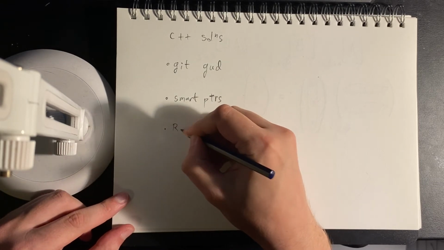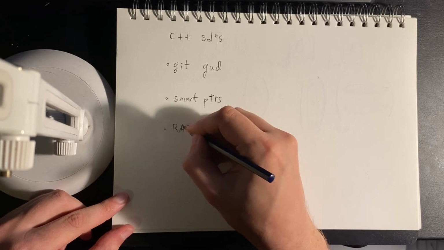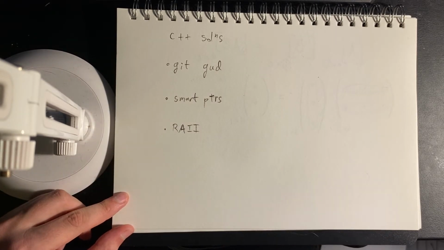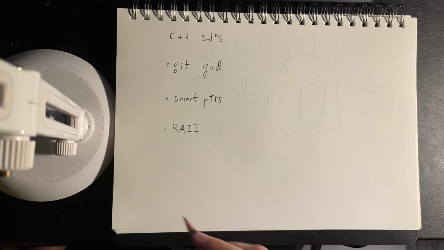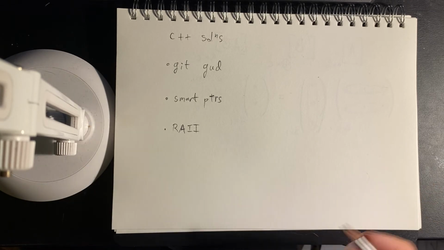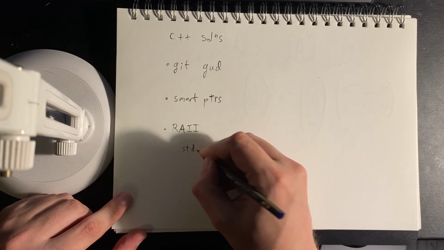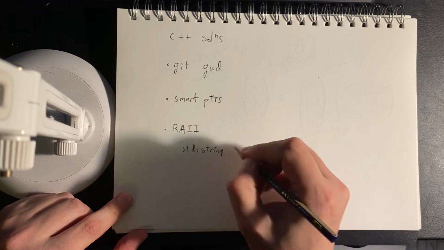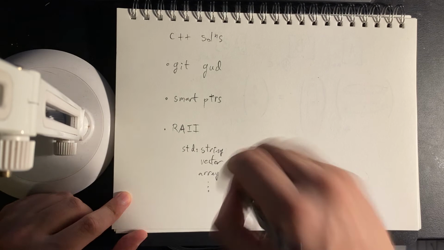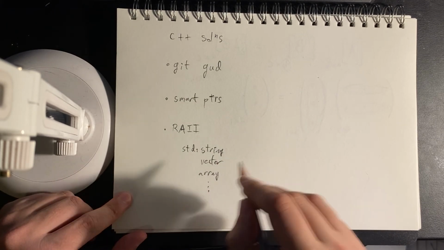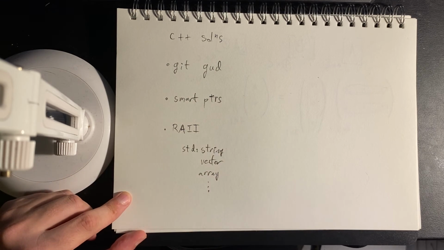The third approach, this is pretty similar to what Rust does, is RAII, Resource Acquisition is Initialization. It's a really confusing, weird way of saying that some C++ data structures, when they go out of scope, their underlying memory is deleted. Things like std::string, vector, array, many, many others. Most of the data structures implemented in the standard library do implement RAII. So for those, we don't have to worry so much.